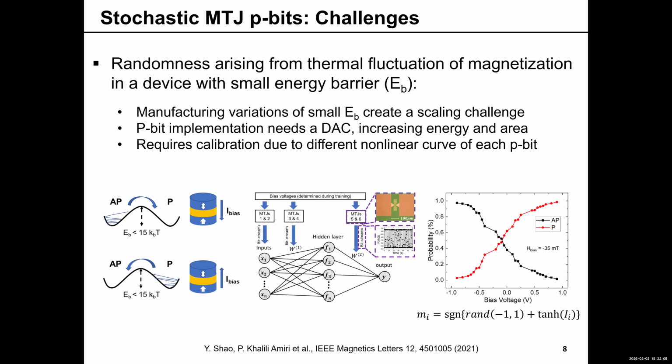And so there's going to be a distribution of this energy barrier. It's not going to be the same for all of the devices. And since the mean retention time of this device depends exponentially on this energy barrier, this creates a very big problem. So some of your probabilistic bits will be very, very stable, and others may not even have any stochasticity to them. The other issue is that you need a digital to analog converter for each individual probabilistic bit because these are essentially analog devices.